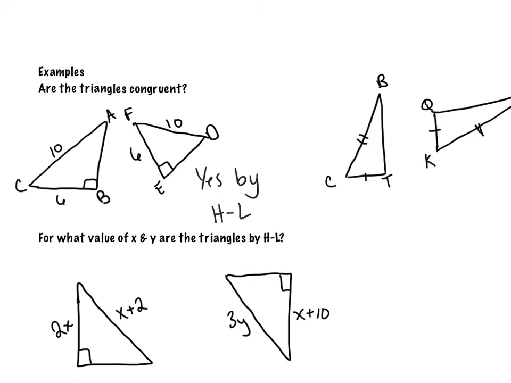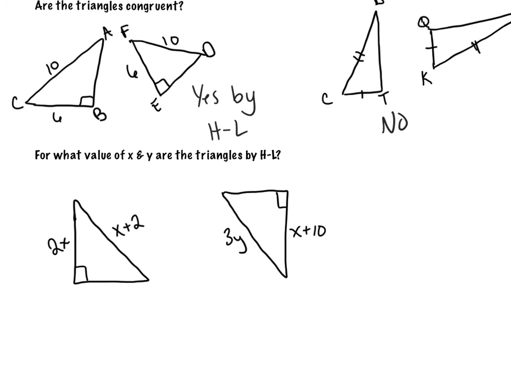Look at the next one. Do I have right triangles? No. So I automatically say no. Do not assume that Q and U are right angles, even though they might look like it. We're not assuming things. So that one's going to be no. Questions on that? Pretty straightforward.